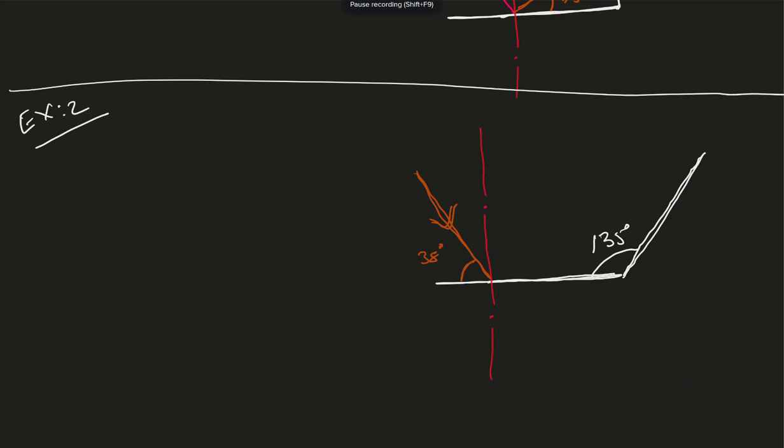It will reflect. Now can we find theta I? We know that the normal and the mirror make 90 degrees, so theta I must be 90 minus 38 degrees, which is 52 degrees. So the angle of incidence is 52 degrees. Now what happens to the light ray? The light ray is going to reflect. We know the angle must be 52 degrees right there.